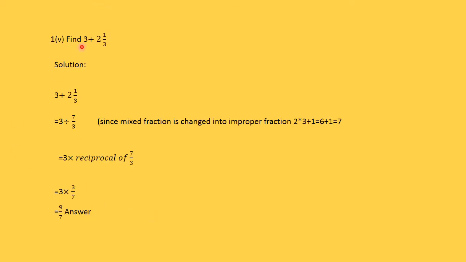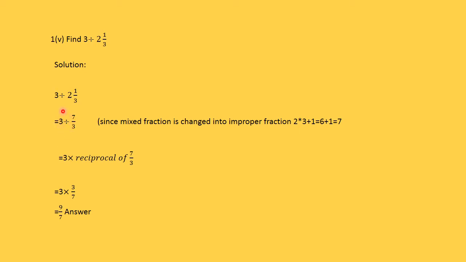Now let us see the fifth question of the first. Find 3 divided by 2 1 by 3. 2 1 by 3 is a mixed fraction. First of all, we have to change it into an improper fraction. So 3 into 2 plus 1. 3 2s are 6 plus 1 is equal to 7, so 7 upon 3. That is denominator into quotient plus remainder. So 3 divided by 7 upon 3.